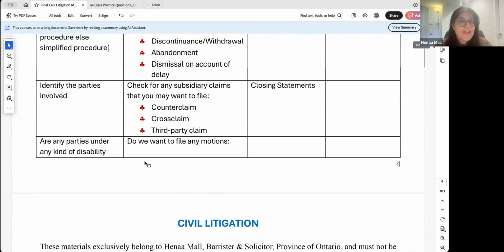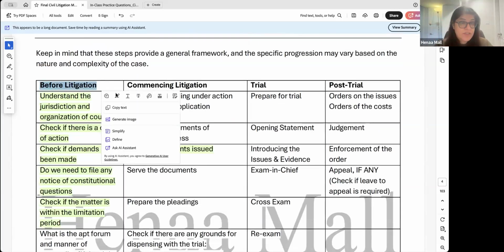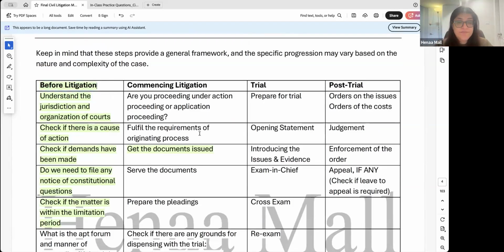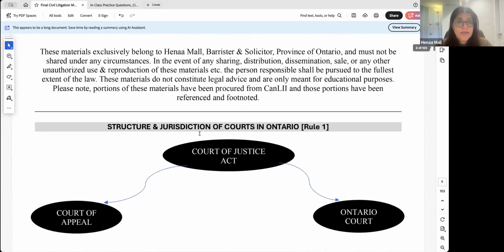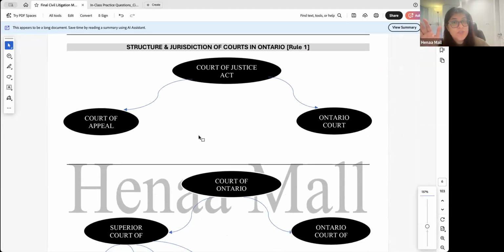Now, let's look at this stage before litigation, because this is what we're going to be focusing on. Now, when you look at the structure and jurisdiction of courts in Ontario, there is an act which is known as the Courts of Justice Act. The Courts of Justice Act puts the structure. Think of it as an act that's giving you the skeleton that sets the entire court system in Ontario, right?